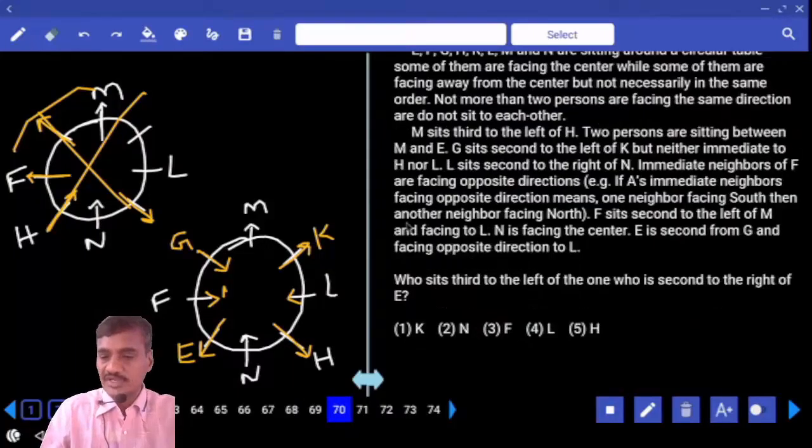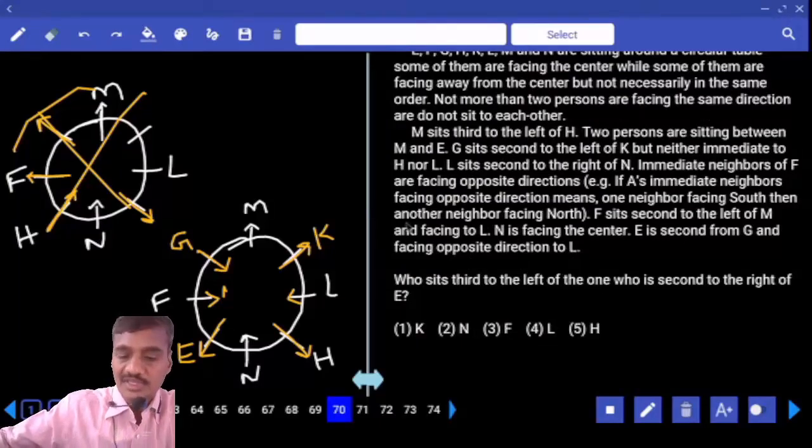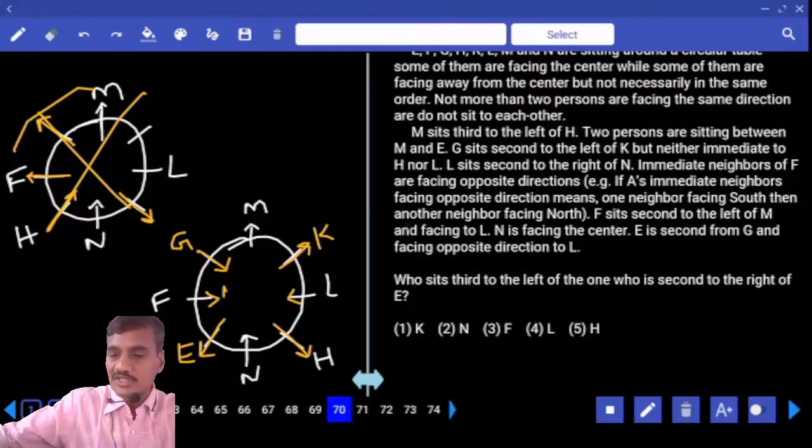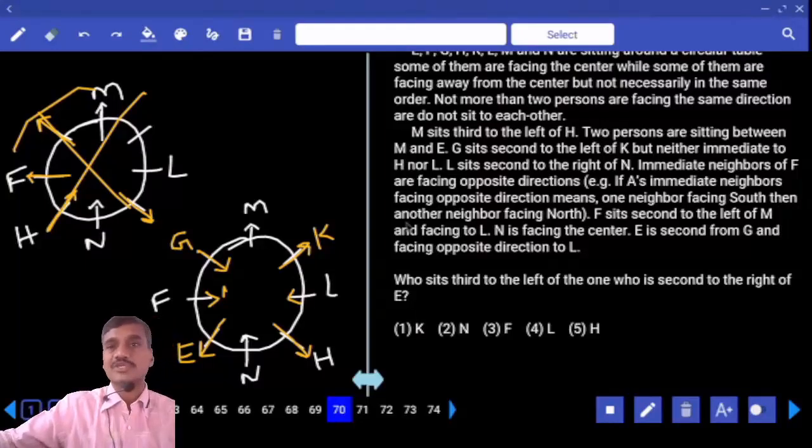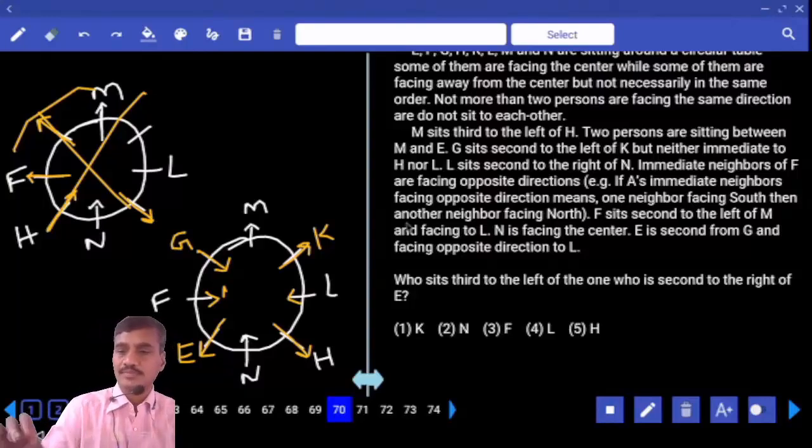Then coming to this 70, who sits third to the left of the one who is seated second to the right of E? Second right of E is G, and third left of G is L. L is your answer, choice 4. Hence, they are facing L.